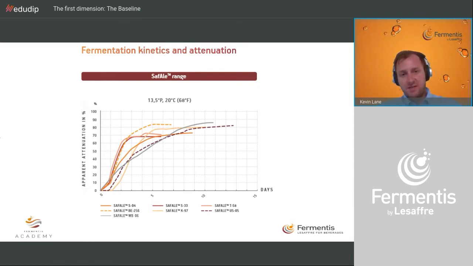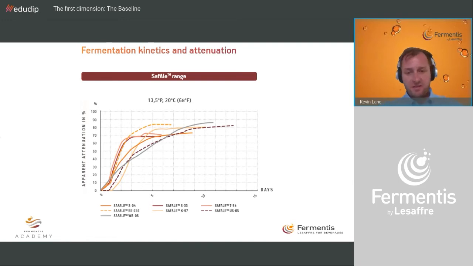So here's the 13.5 Plato, 20 degrees C for our ale strains. And you can see there's quite a bit of difference between the strains here. Again, that's what we're talking about today. The first dimension is the differences between the yeast strains themselves in the same media, that we're keeping consistent, the same, and you're having different expression by the different strains.